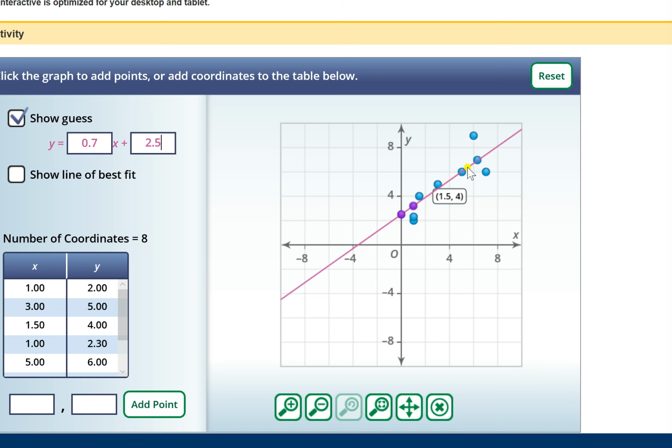Now, some of you might actually come up with a different equation than I did, and I'm going to tell you straight up, my equation, y equals 0.7x plus 2.5, is not going to be the line of best fit. So play with it a little bit and see what you get if you haven't already, okay?